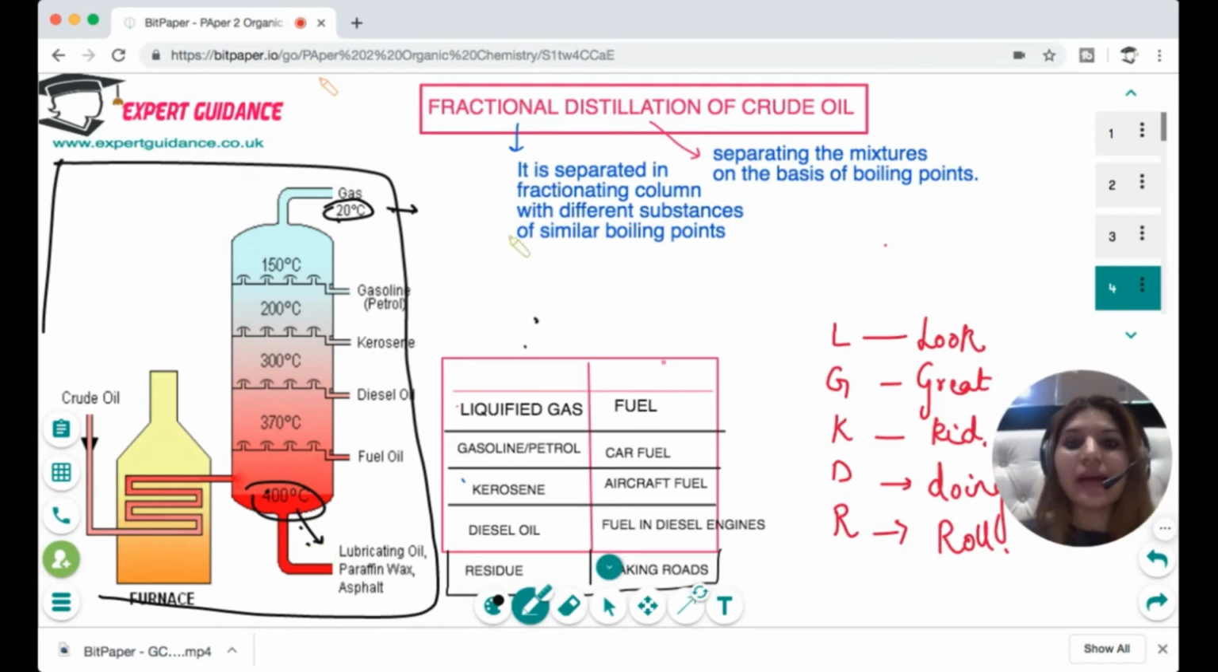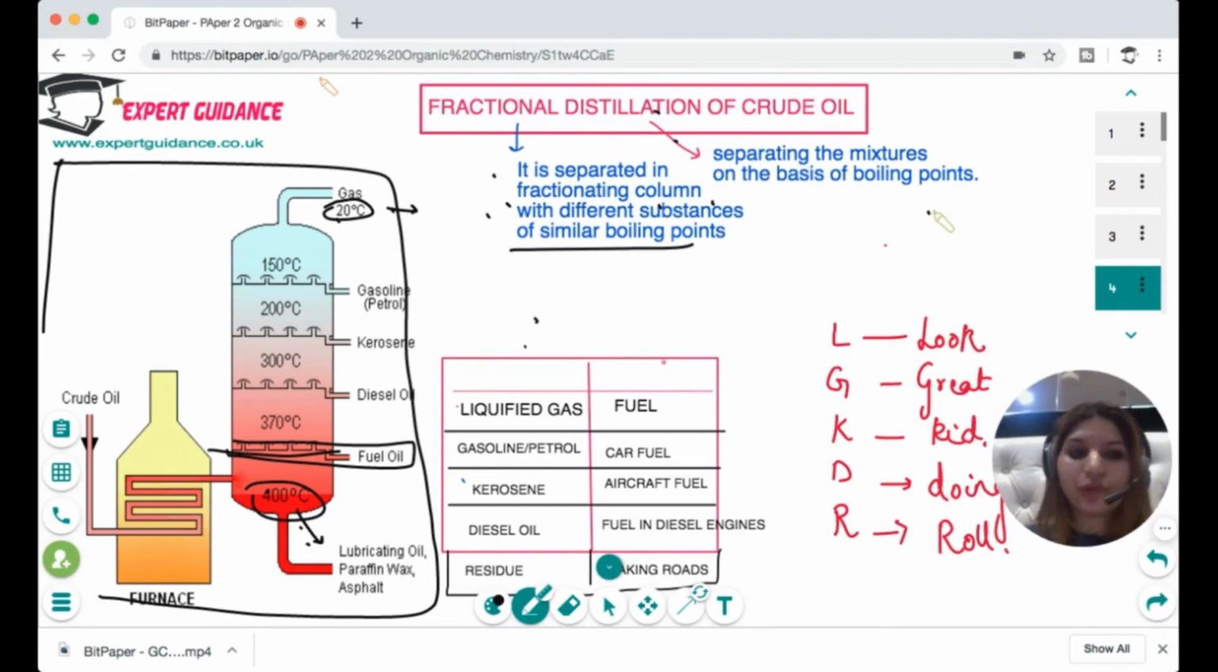Okay, now, what is fractional distillation? Fractional distillation is separating, in the fractionating column, different substances of similar boiling point. So each fraction has components or hydrocarbons with a similar boiling point. So fuel oil is one fraction, diesel oil is one fraction. And distillation is separating mixtures by boiling point.